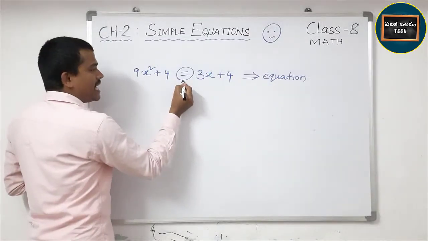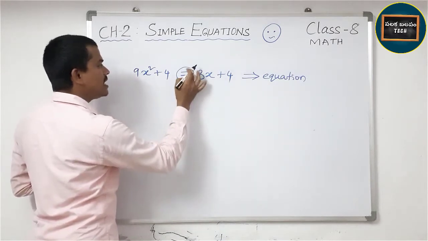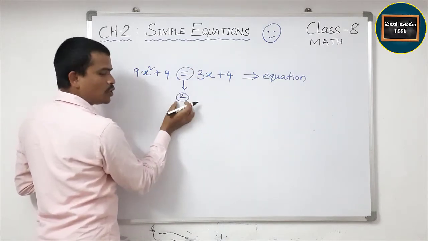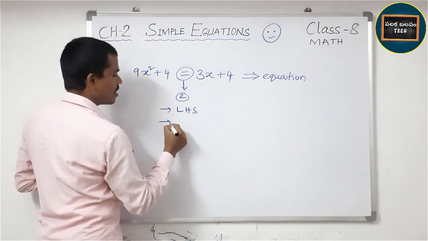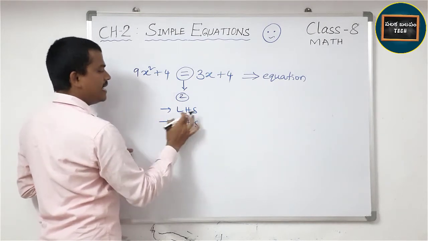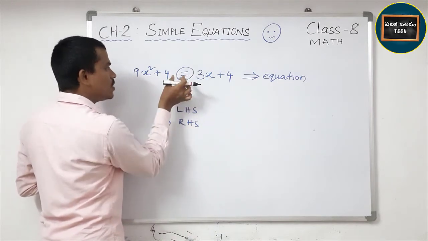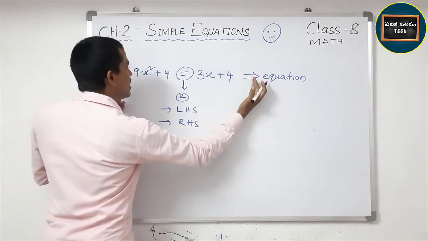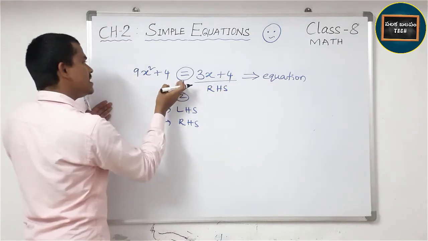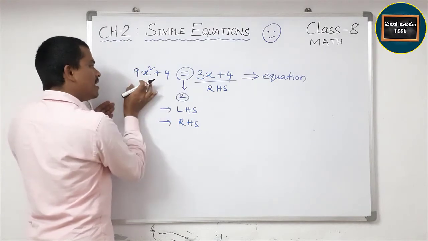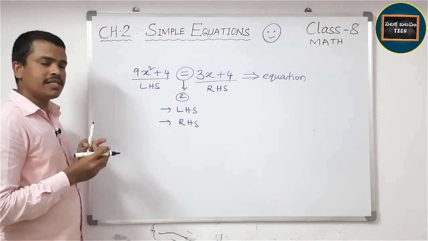Now here the equality sign will divide the equation into two parts. One is LHS, another one is RHS. LHS means left hand side, RHS means right hand side. So with respect to the equality sign, which is right of the equality sign is called the RHS part, and which is left hand side of the equality sign is called the LHS. These are the two parts in an equation.